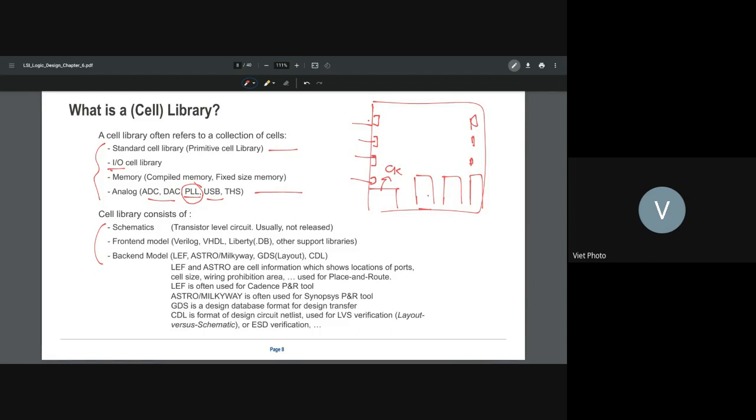The front-end model is Verilog, those kinds of things that you know already. So the Verilog and the netlist, that's the front-end model. For the back-end model, we have LEF. The most used is the LEF. The others are DEF and GDS. GDS, we don't see that here. This one is to go to the foundry.